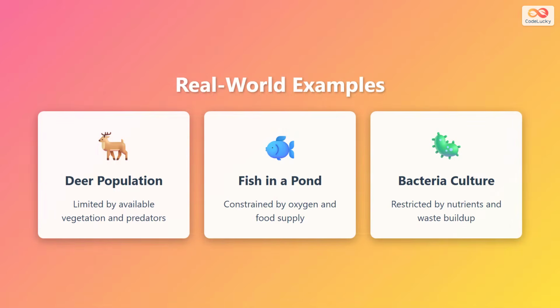Let's look at some real-world examples. Deer populations in forests are limited by available vegetation and the presence of predators. If vegetation is scarce or predators are abundant, the carrying capacity for deer decreases. Fish in a pond are constrained by oxygen levels and food supply. Overcrowding can deplete oxygen and lead to population crashes. Bacteria in a culture dish are restricted by nutrient availability and waste buildup. As nutrients run out and toxic waste accumulates, the bacterial population stops growing and stabilizes at its carrying capacity.